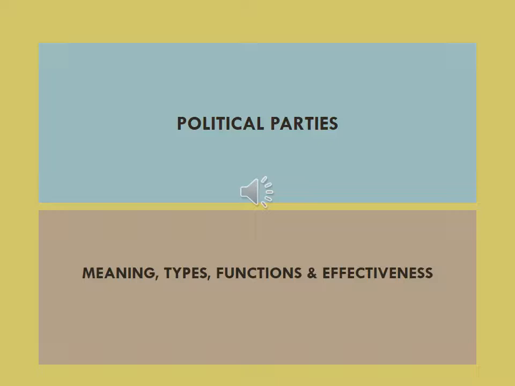They must hold regular meetings. They must abide by the rules and regulations governing the party. They must be seen to be respecting the rule of law. And they must also provide opportunity for members to participate in decisions that affect the governing and operations of the party. That is the end of our discussion.